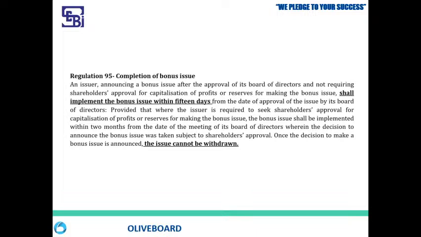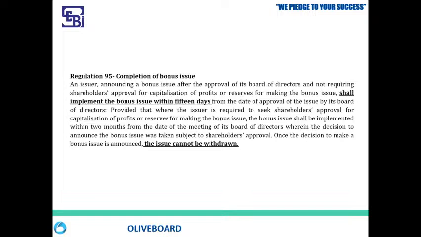So here what SEBI says: where there is no need for shareholders' approval, once you announce it, please implement the bonus issue with the board resolution within 15 days from the approval of the board. Because you are not going for shareholders' approval, you have the right to go with the board's approval. So once you get the board's approval, finish everything within 15 days. That's what they are saying. Implement the bonus issue within 15 days. All right, suppose you want to go for shareholders' approval for this capitalization and everything. So what they are saying, fine, take 2 months' time from when you decided.